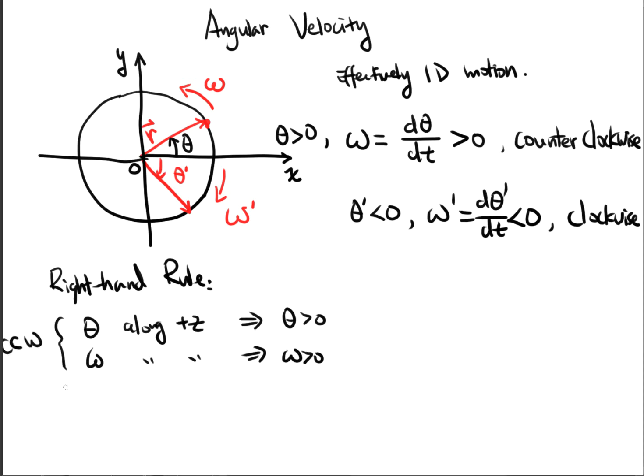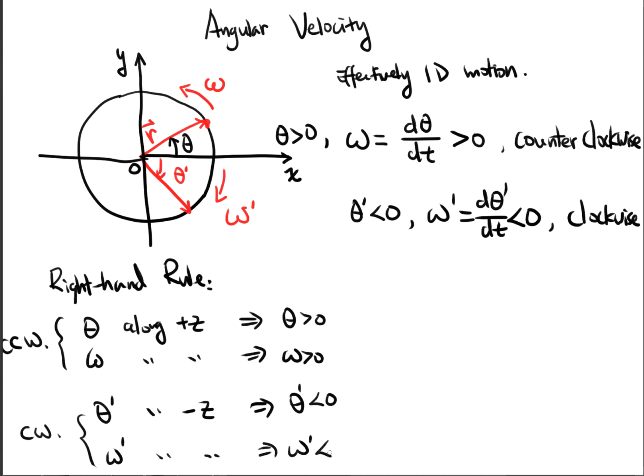Now for clockwise rotation or circular motion, using the right-hand rule, we can see theta prime is along the negative z direction, which is why theta prime is negative. And omega prime is again along the negative z direction, so omega prime is also negative.